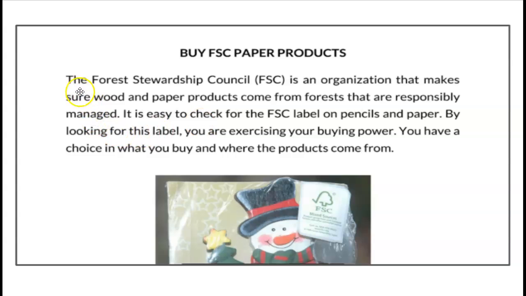FSC paper products. The Forest Stewardship Council is an organization that makes sure wood and paper products come from forests that are responsibly managed. It is easy to check for the FSC label on pencils and paper. By looking for this label, you are exercising your buying power. You have a choice in what you buy and where the products come from. You can see the FSC label right down here.